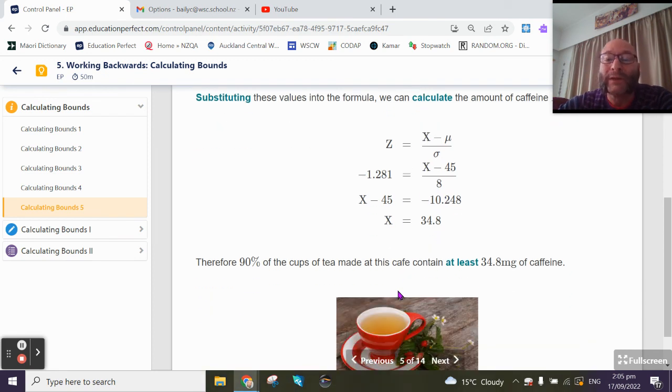Last thing you want to do, just answer in context. 90% of the cups of tea made at this cafe contain at least 34.8 milligrams of caffeine. So that was an introduction to the inverse normal distribution.